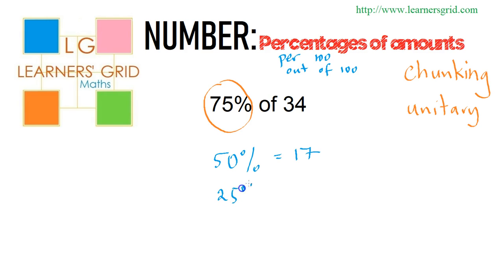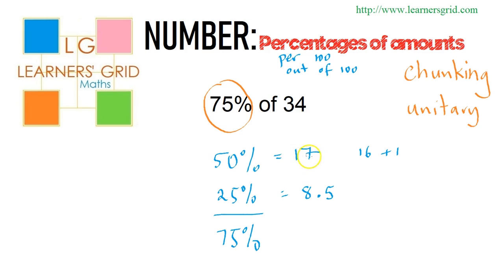25% and 50% make 75, and 50% is double 25%. So again, with 17, I need to halve it. Halving 17 is kind of hard. If I was to halve 16, I would get 8, and I would have 1 left over. Half of 1 is a half, and so 8.5 is 25% of 34. So 50% plus 25%, that gives us our 75% right there.